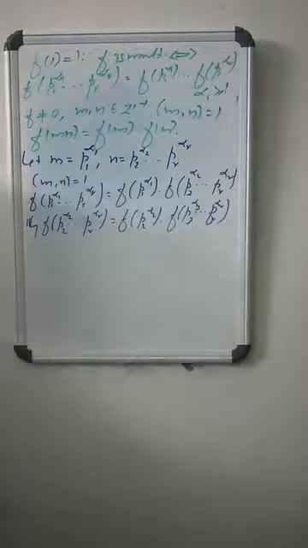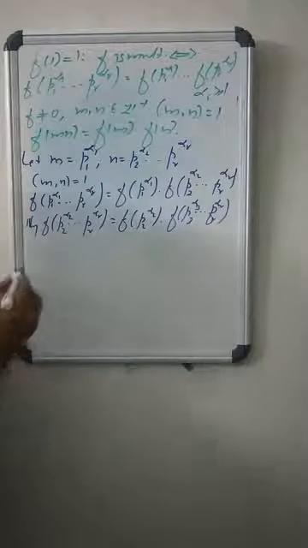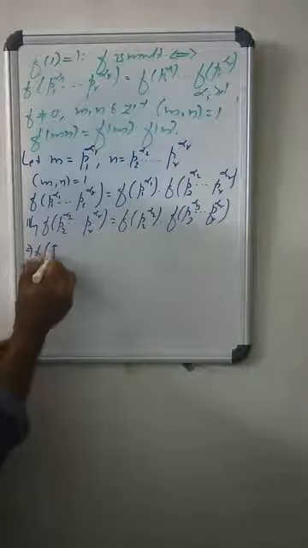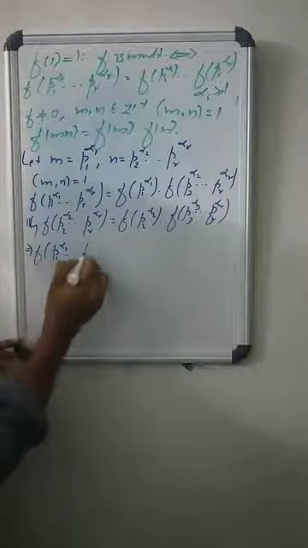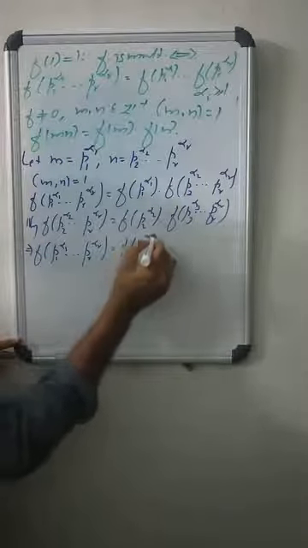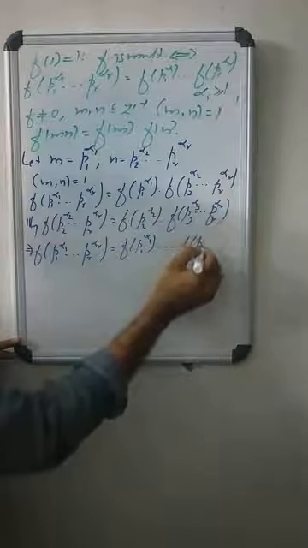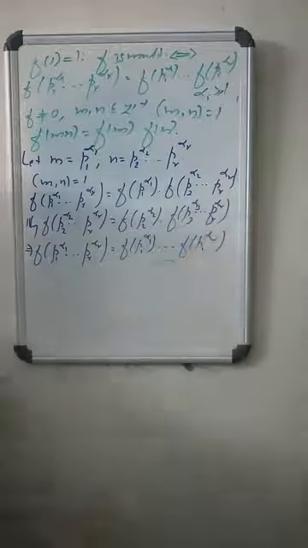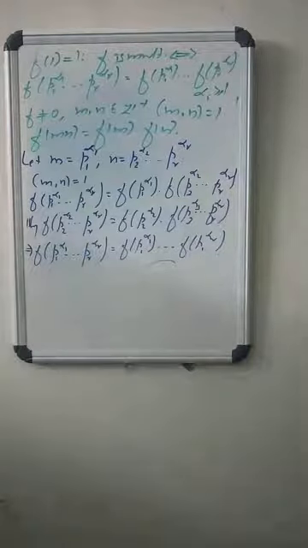Then proceeding in the same line, we can immediately conclude that f of p1 power alpha 1, etc., pr power alpha r equals f of p1 power alpha 1, etc., into f of pr power alpha r. So the necessary part is finished.